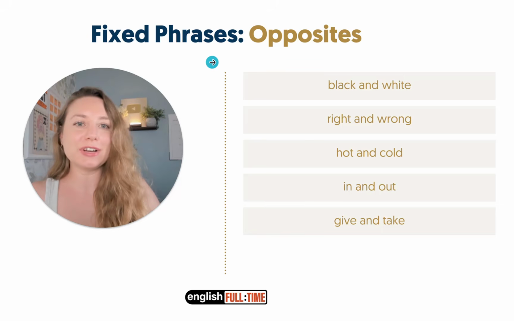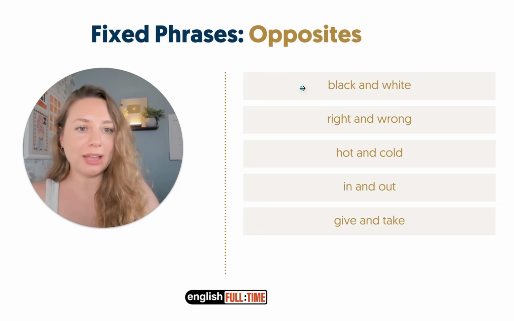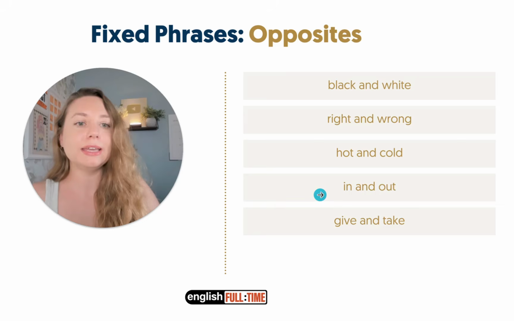Next, we have fixed phrases. These are opposites, and we're going to work on reducing the and down to an n sound. We did this in episode 1 as well. So we have black and white, right and wrong, hot and cold, in and out, give and take.